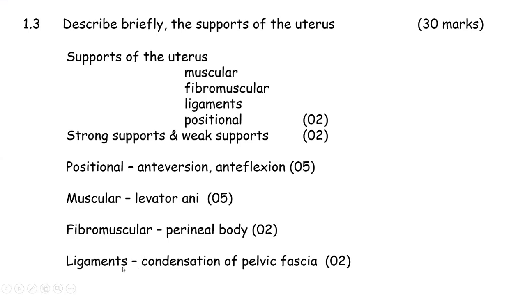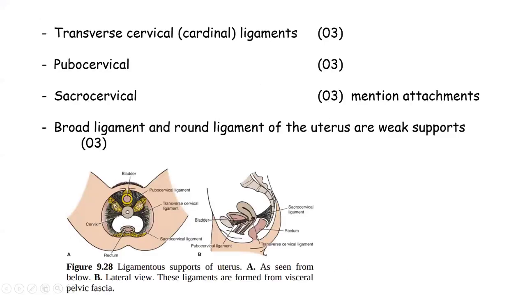Then we'll be talking about the ligaments. And you have to tell us that you know the ligaments are condensation of pelvic fascia, right? So that is why I have given you 2 marks for them. And then you are talking about each and every ligament. The transverse cervical, pubocervical and sacrocervical. And you have to tell us from where to where they go. That is why each and every one is being given 3 marks, right?